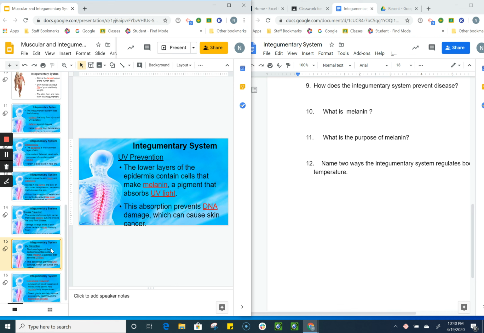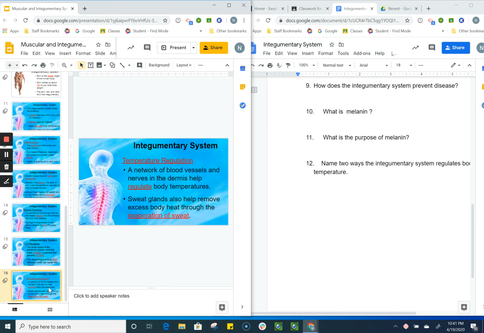Okay, another thing it said at the very beginning was that our skin protects us from ultraviolet light, and it's specifically the pigment in our skin that does that. The pigment is called melanin, and in the lower layers of the epidermis, some cells contain this melanin, and it's a pigment that absorbs UV light, and this absorption prevents DNA damage, which can cause skin cancer. So the melanin is a way to absorb the UV light, which keeps it from damaging the DNA, which hopefully prevents the onset of skin cancer.